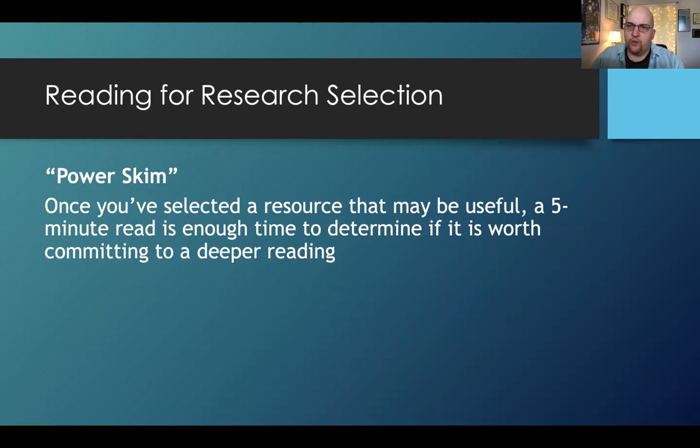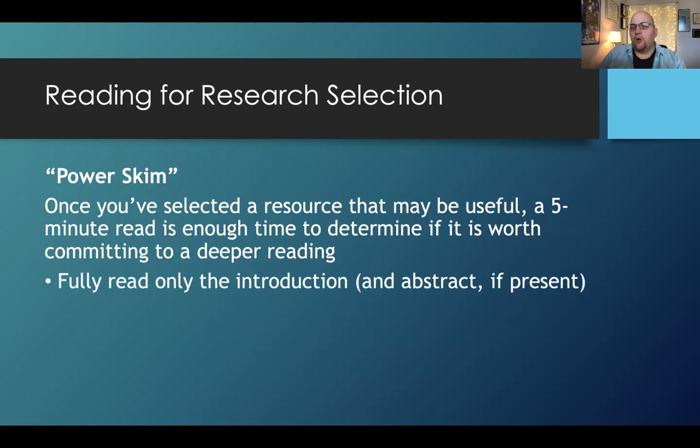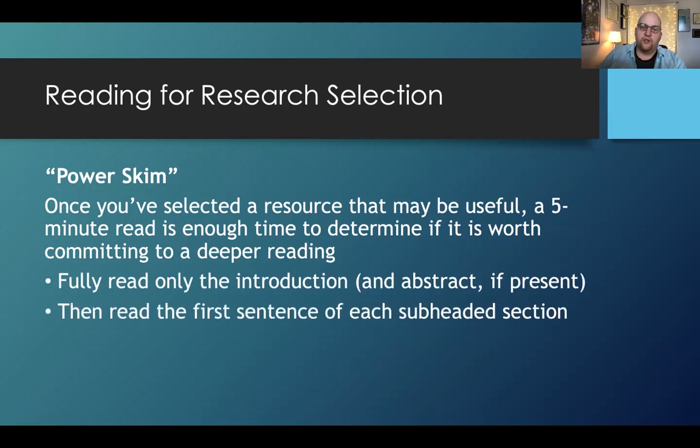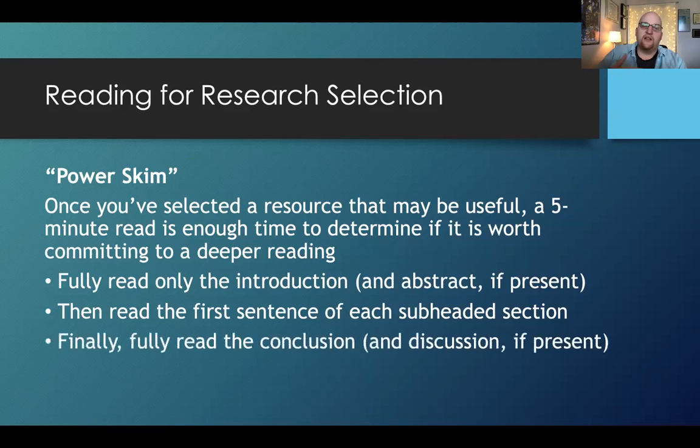This is where you do the next level reading, which is simply to fully read only the intro and the abstract if it's present. And then you fully read the first sentence of each subheaded section, essentially the topic sentences. Then finally, you fully read the conclusion and the discussion if it's present.